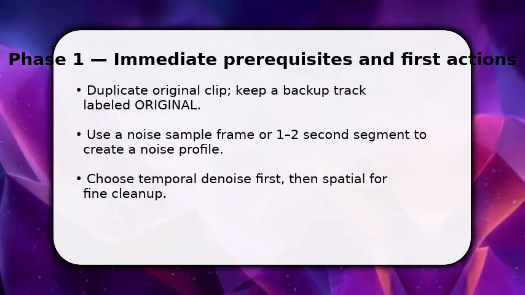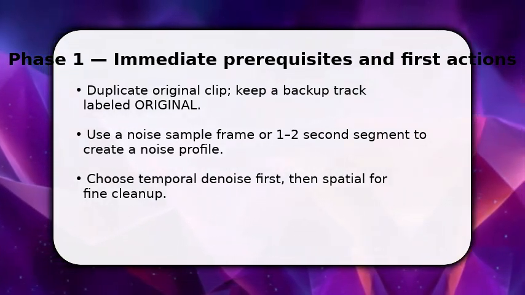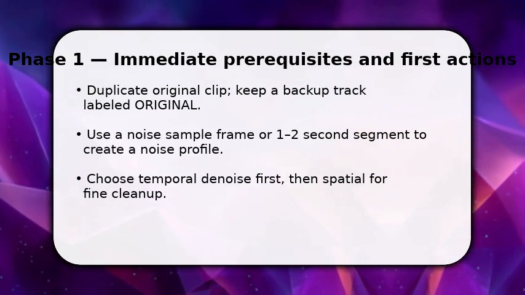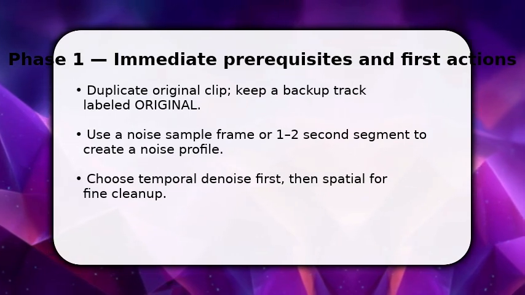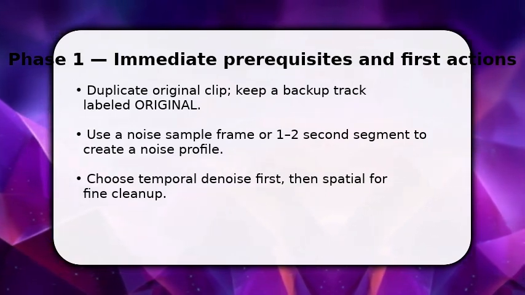Once done, apply temporal denoising first to average out noise across frames, then add a spatial pass to smooth remaining speckle. This order reduces flicker while preserving motion clarity.